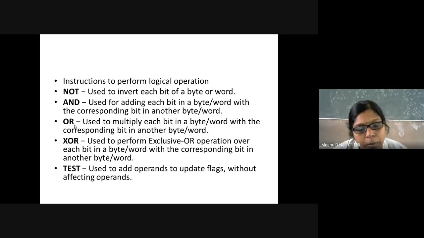Next one is OR operation. OR operation also takes an 8-bit or a 16-bit command. XOR operation means exclusive OR operation. Both the source operand as well as the destination operand must have the same size. Okay, it must be the same size, byte to byte. So if one is 8-bit, the second command should also be 8-bit, and if one is 16-bit, the second command must also be 16-bit. That is the only thing you need to check there.